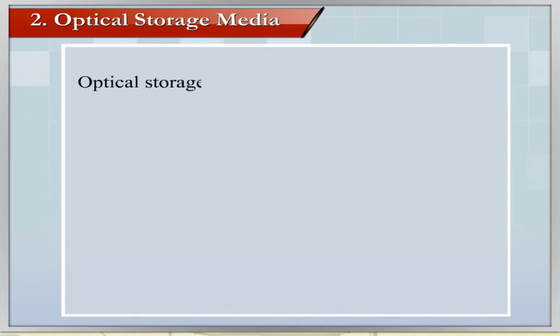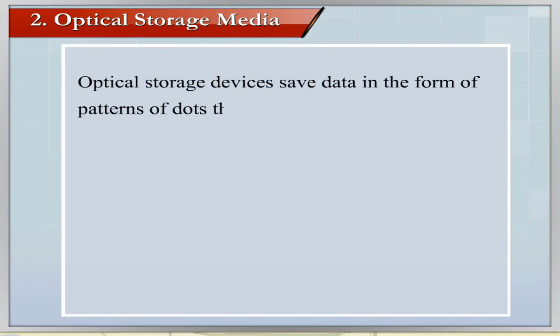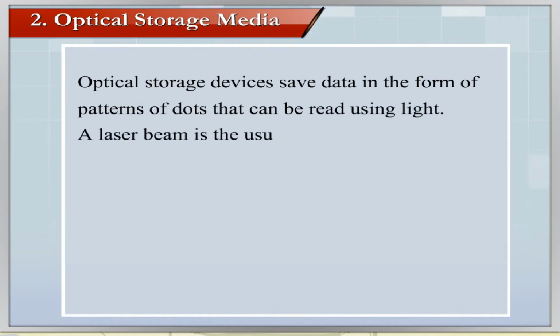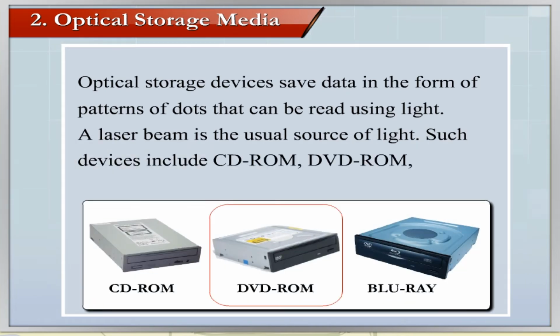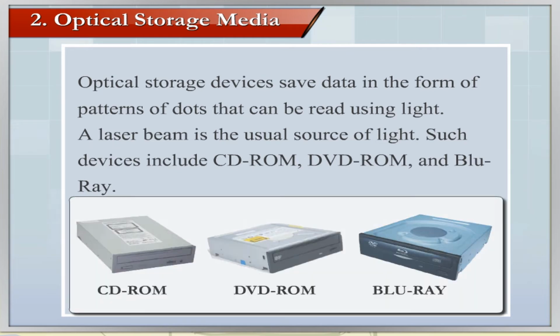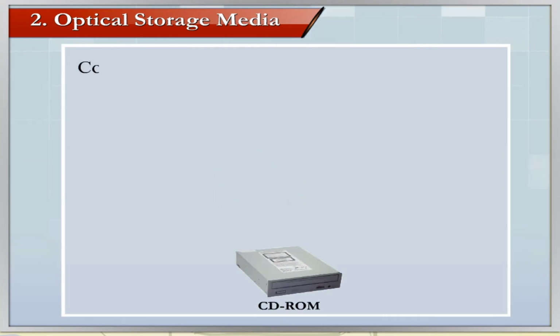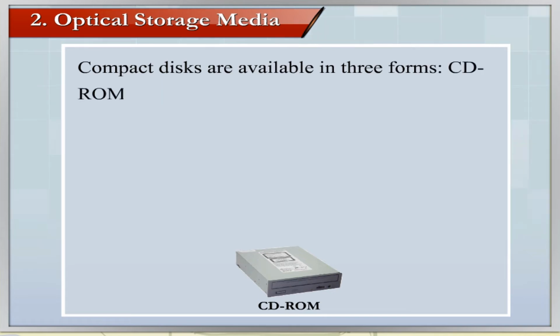Optical storage media. Optical storage devices save data in the form of patterns of dots that can be read using light. A laser beam is the usual source of light. Such devices include CD-ROM, DVD-ROM, and Blu-ray. CD-ROM. Compact discs are available in three forms: CD-ROM, CD-R, and CD-RW.